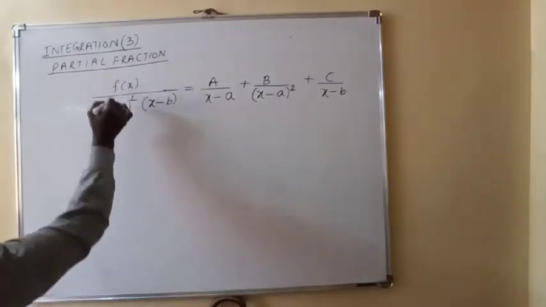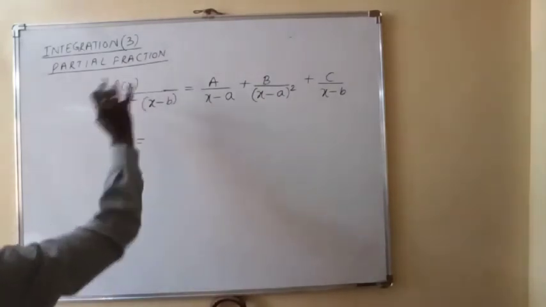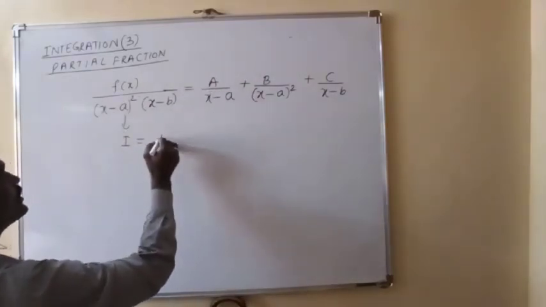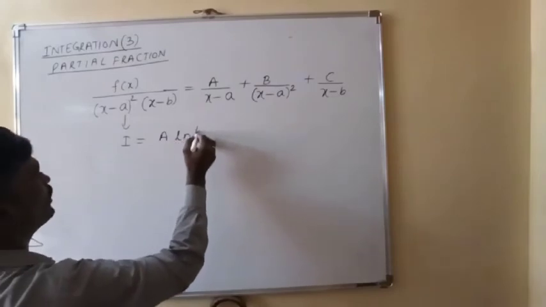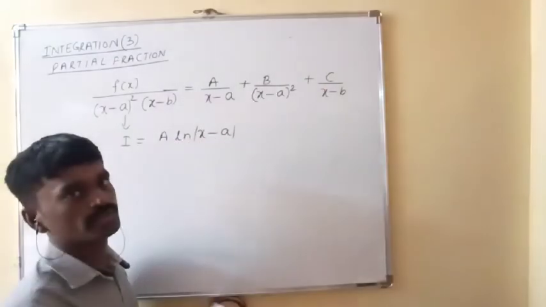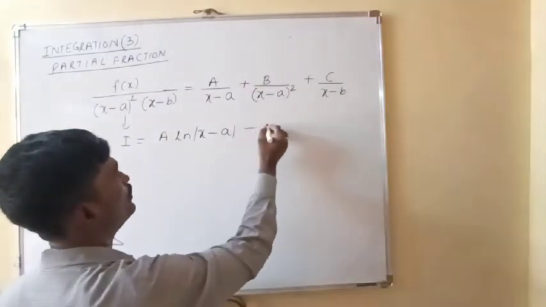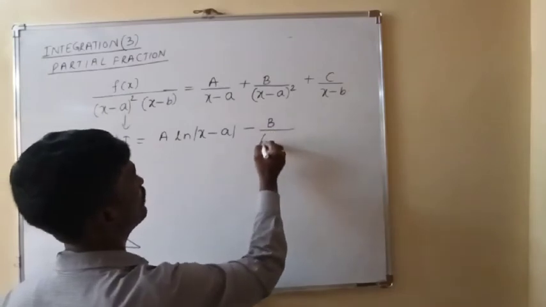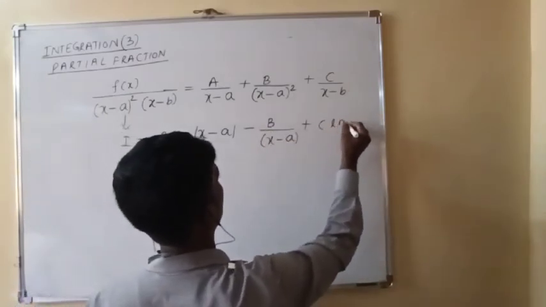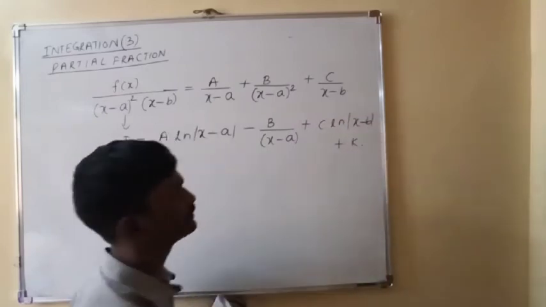Then if you integrate this function, let me write I, integral of this function or fraction is equal to what will you get? Integral of a by x minus a is a into ln of mod x minus a. Integral of 1 by x minus a whole square is what? Minus 1 by x minus a. Numerator what we have? b. So b into minus 1, minus b divided by x minus a, plus c into ln of mod x minus b plus say constant k.